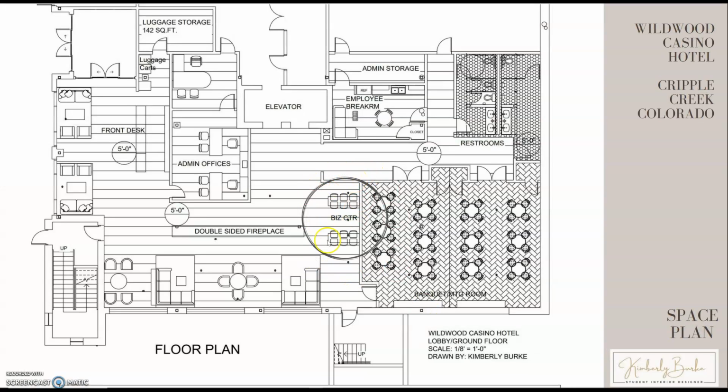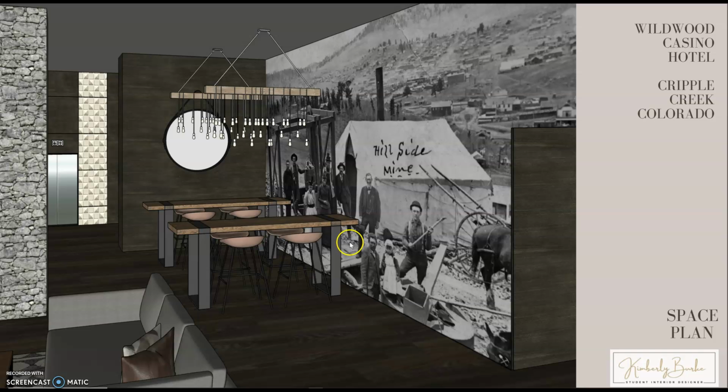They wanted to make sure there was a small business center or business area for the guests. So we have 2 tables here, which would seat 8 people total. Rustic modern chandeliers hang from the ceiling here. Again, another photograph from Cripple Creek in the 1800s takes up this entire wall. So it's a nice large focal point as you come from the front lobby into this back seating area for guests.